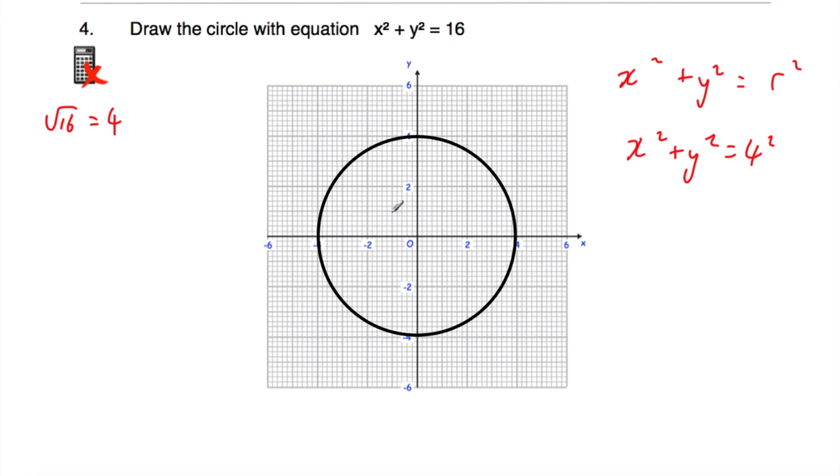I've just drawn that circle. As you can see, the circle has a centre at the origin, 0, 0, and a radius of 4 because it passes through 4, 0, 0, 4, negative 4, 0, and 0, negative 4. If you were to do that, you would get your pair of compasses, set the point of the compass at the origin, put your pencil on the point 4, 0, and then draw your circle. And that's it.